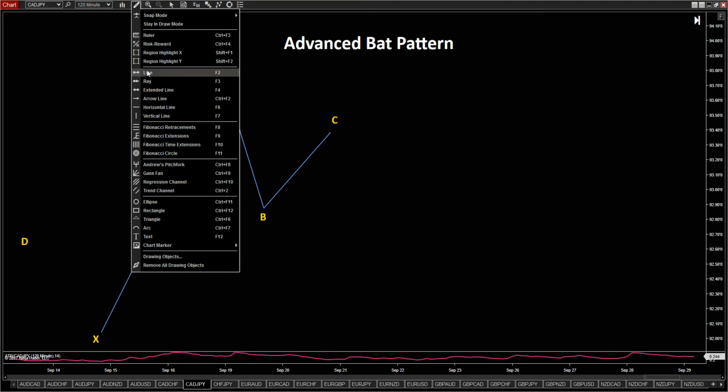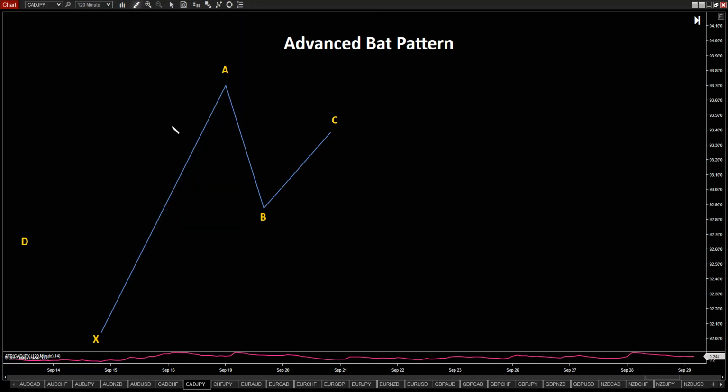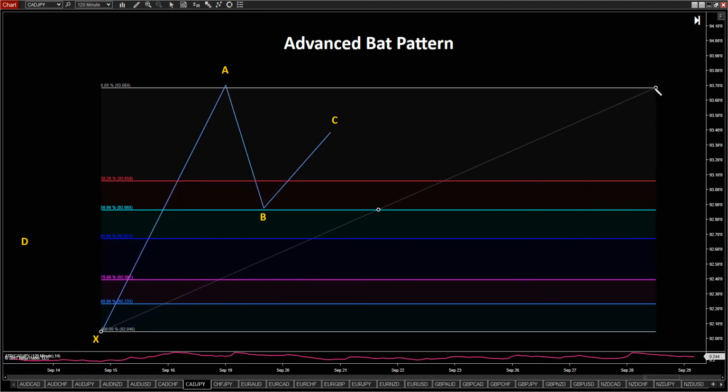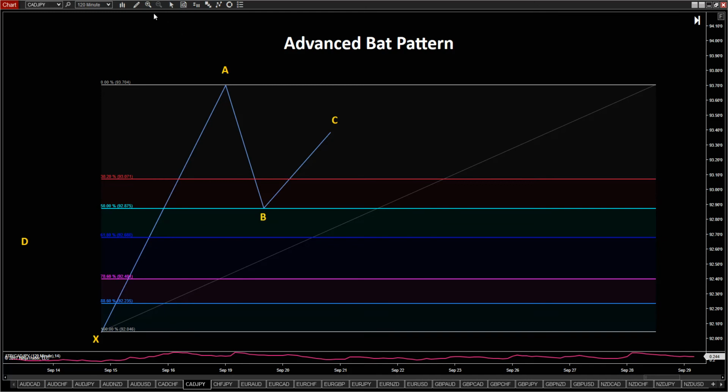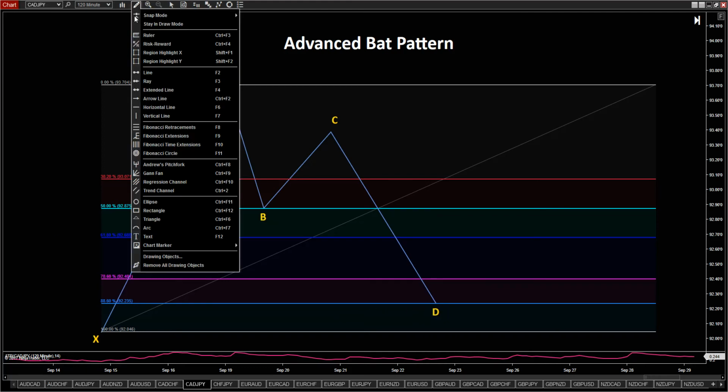Again, this isn't a video on how to trade. It's just purely a tutorial on how to identify. Grab our retracement. And we're looking for an 88.6 retracement of X to A, and then price can come all the way down to 88.6, and that there is our D point and also our completion of our bat pattern.